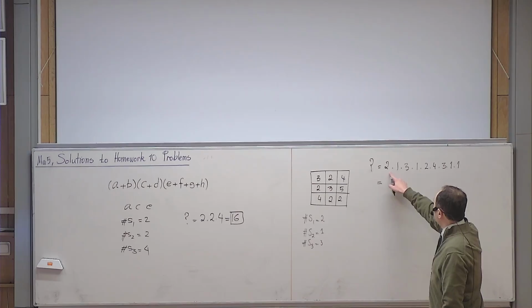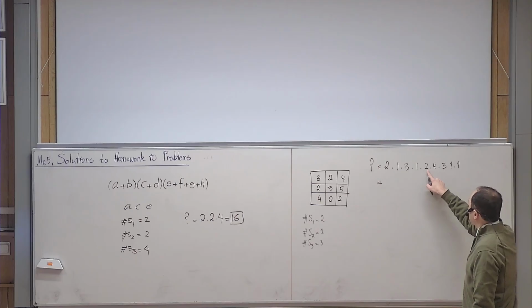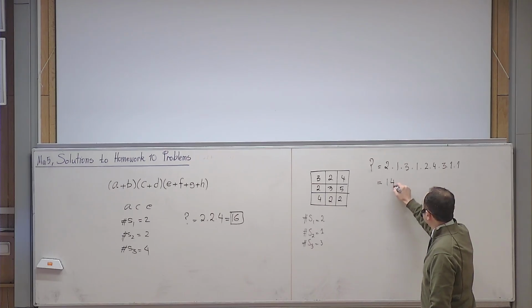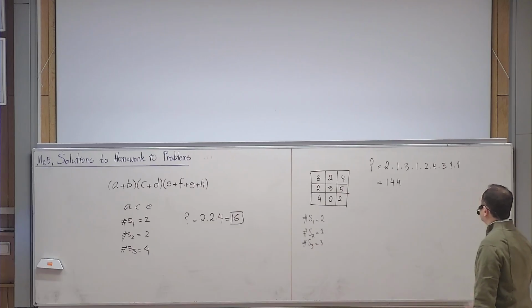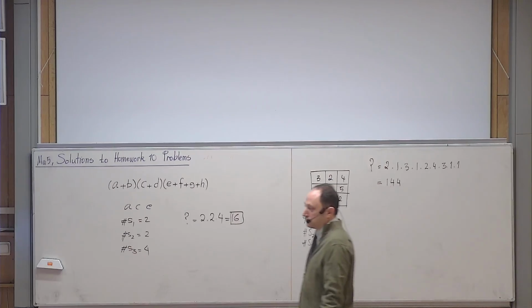Okay, so 2 times 3, because I don't need to consider ones, 6 times 2, 12, 48, times 3 is how much? 144. Yes, double check again, 12, 24, 72, 144. Yes, that's correct. Any questions?